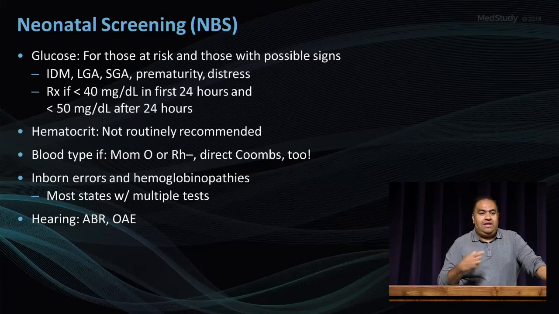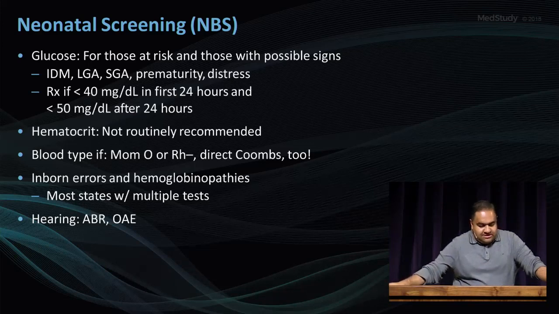And if the OAE fails, but it's so cheap that you just do it in the hospital. If it's noisy, it's hard to get a real accurate reading. And then if they still fail their OAE after a couple of attempts, then you send them for an ABR. That's the auditory brainstem response test. It takes a longer period of time and it's more expensive. Okay. All right.